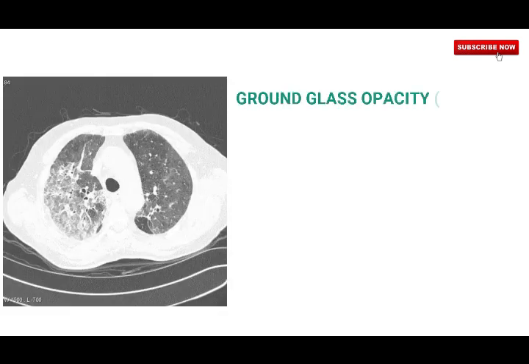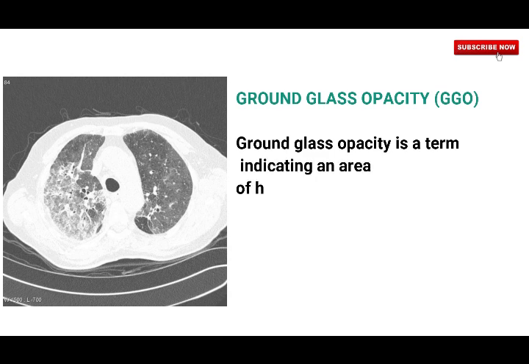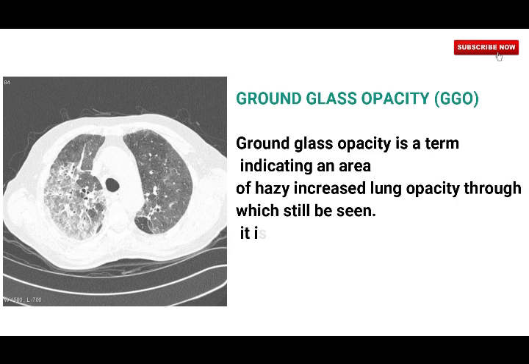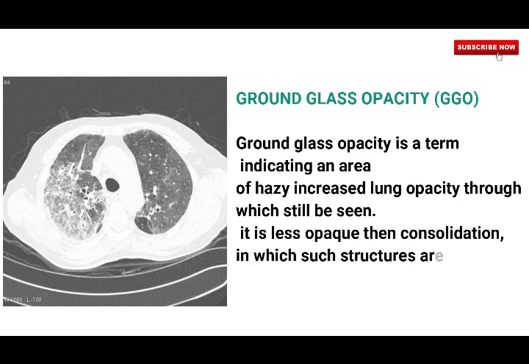Ground glass opacity (GGO) is a radiological term indicating an area of hazy increased lung opacity through which vessels and bronchial structures may still be seen. It is less opaque than consolidation, in which such structures are obscured.